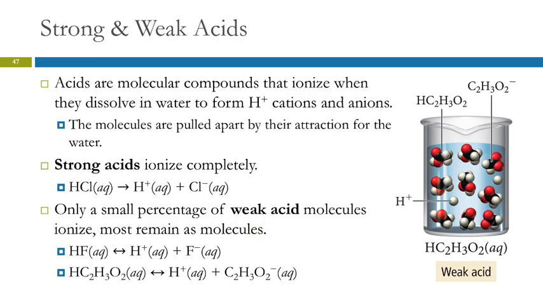So we see in this picture, this is acetic acid. It's a weak acid. Some of it will ionize. It'll form hydrogen ions, but a lot of it just remains intact hydrogen acetate molecules. HF is another example of a weak acid. We've got intact hydrogen fluoride molecules along with some hydrogen ions and some fluoride ions.